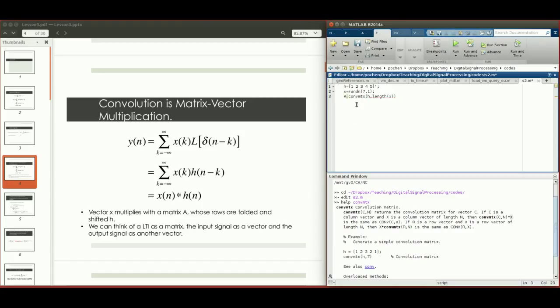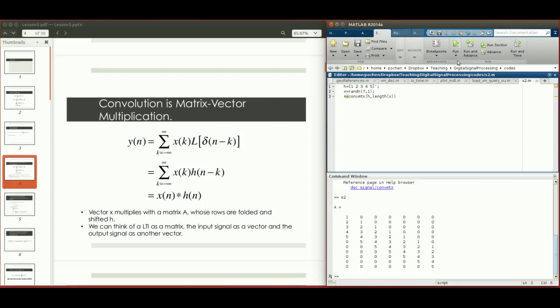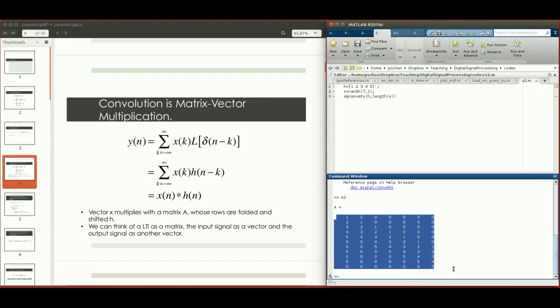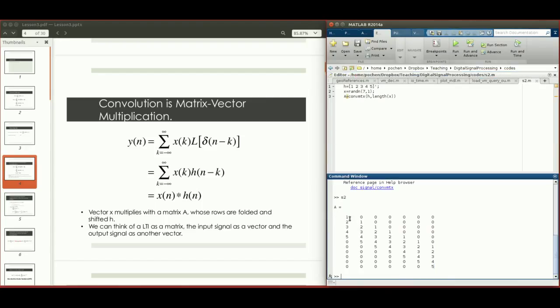Let's print out the content of the matrix A. Let's just run this and see what A actually looks like. So now it's displaying A. If you look at the structure of A, what does it tell you? How many rows do you have if you look at the size of A? It's got 11 rows and 7 columns, right?